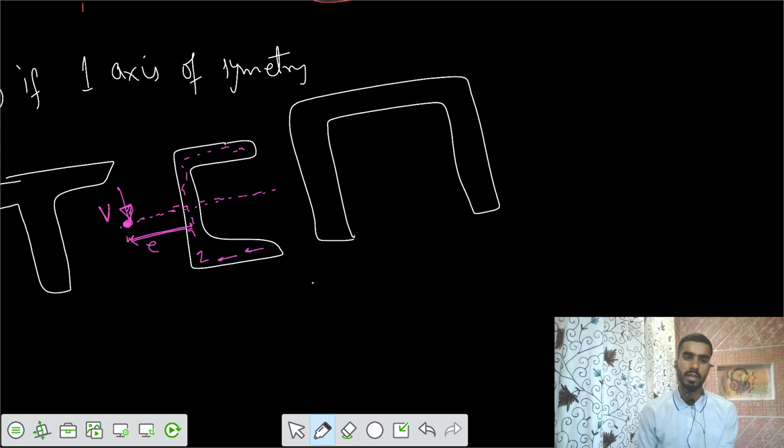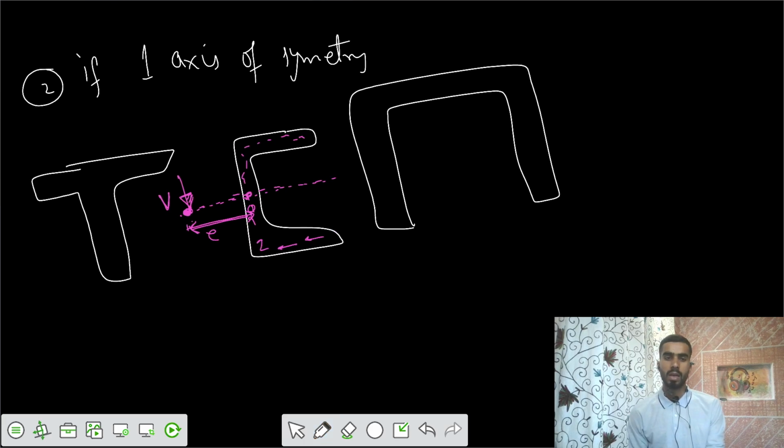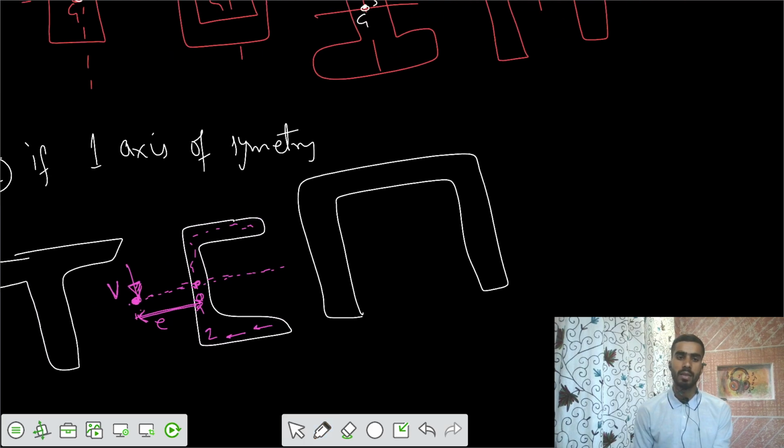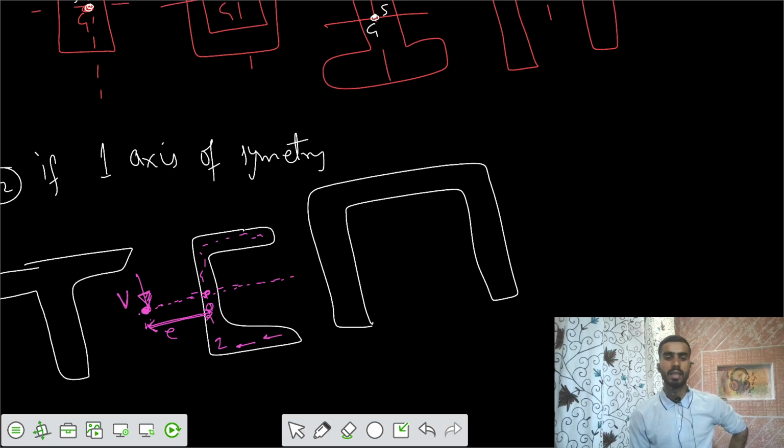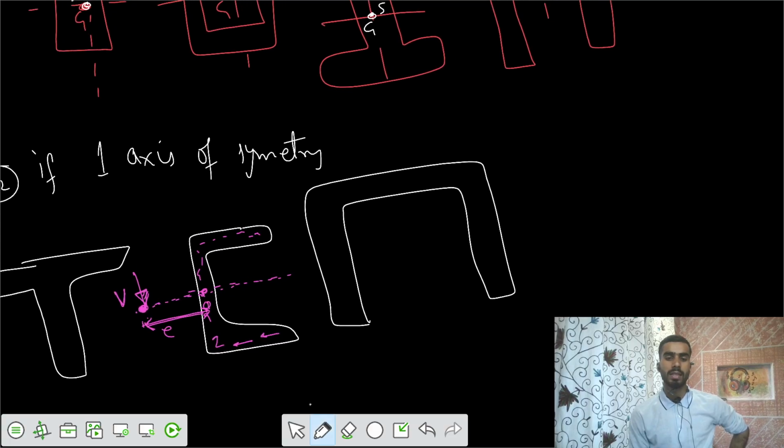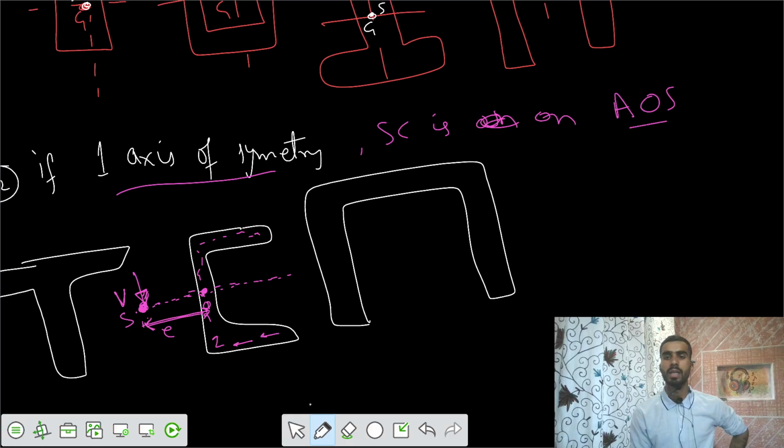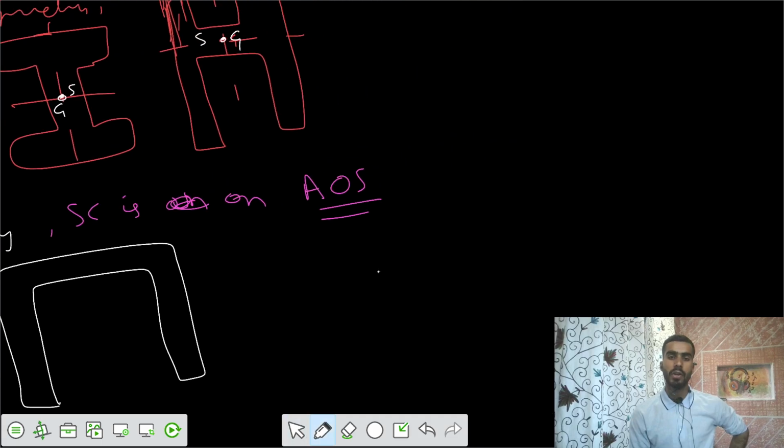It's at a distance of some value E from some point O. So if the shear center is at some eccentricity from some point O, the shear center itself is on the axis of symmetry. If you have one axis of symmetry, the shear center is on the axis of symmetry. But how can you get this location?